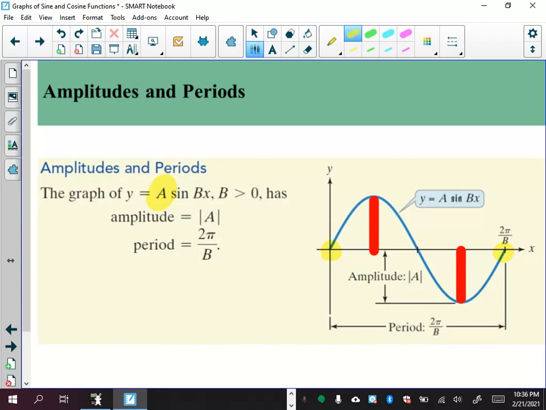So this is always where you start. Once you figure that piece out, you're going to go halfway in between to find that next point, and then halfway in between from start to the halfway point to find your max value, and then halfway in between from the middle point to the end point to find the other x value. So that's how you find the x values for your sine value.